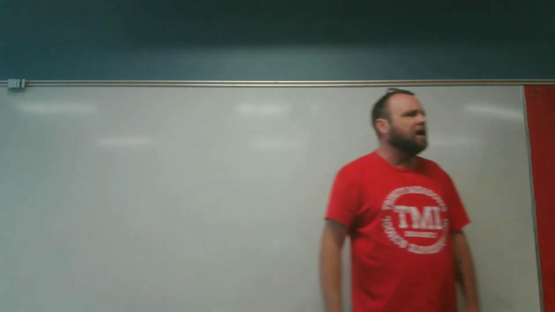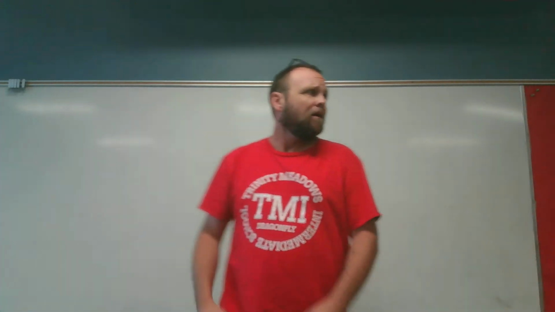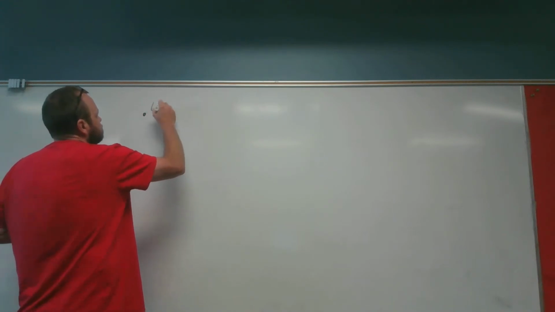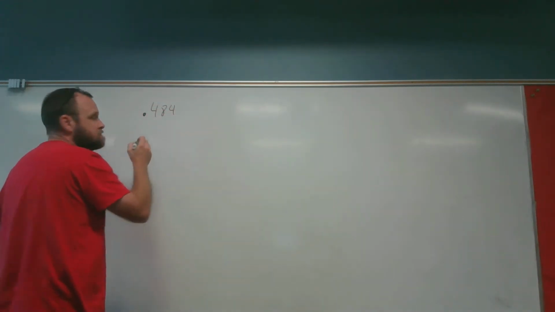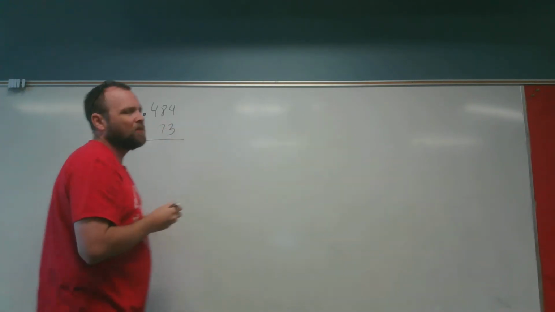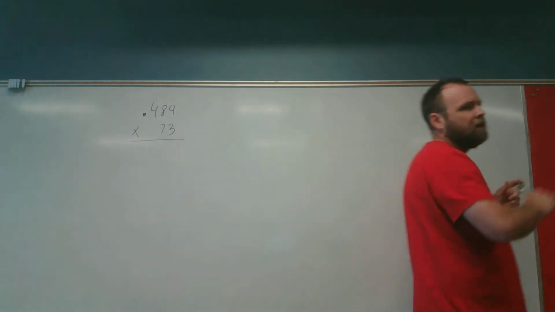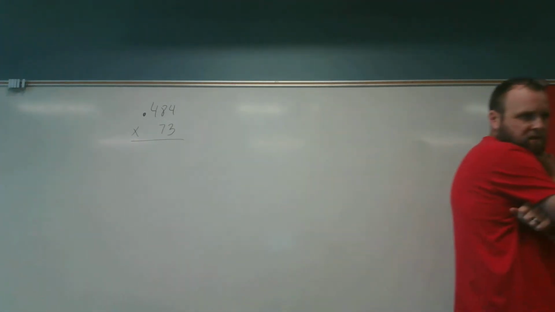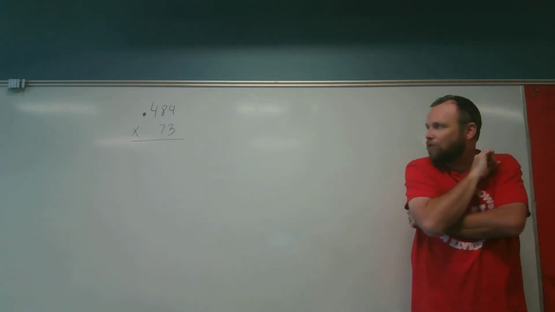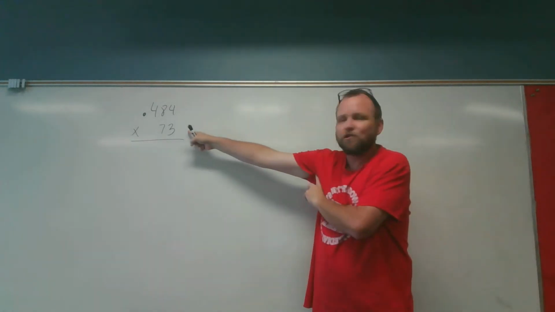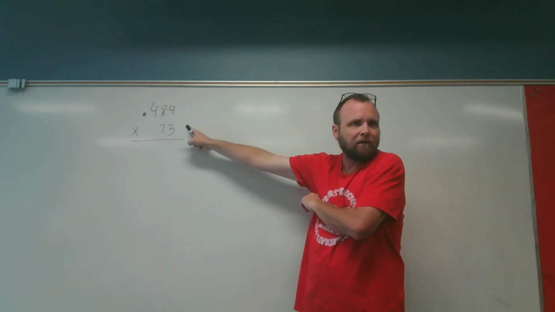Erica, pick one of the problems that hasn't been done yet. Number 2. How do you say it? 484 thousandths times 73. Good. 484 thousandths times 73. Interesting here. 484 thousandths. Is that less than or greater than 1? Less. That means my answer is going to be less than 73.